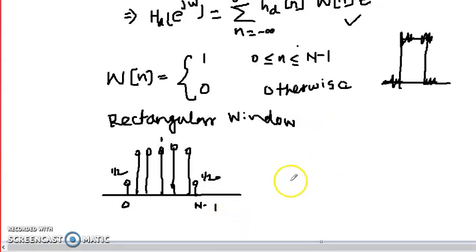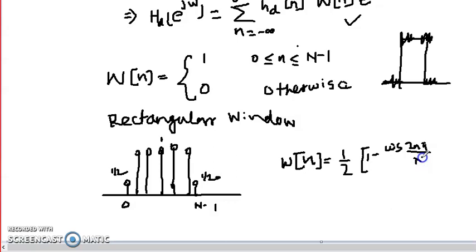Another example is the Hann window, where w(n) is defined as half times 1 minus cos of 2 pi n divided by N minus 1, when n is between 0 and N minus 1, and 0 otherwise. This is called the Hann window.